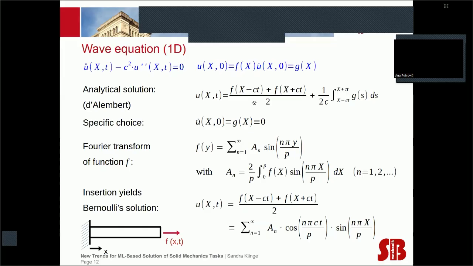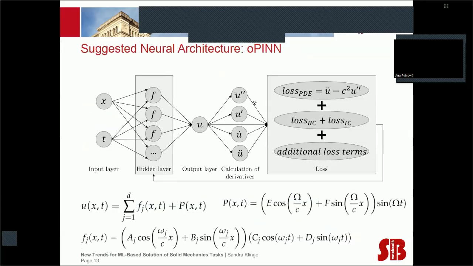And we replaced the boundary conditions by a kind of Fourier transformation. And in that case, one has an analytical solution also in the form of a series or expansion in terms of trigonometric functions. So our idea then was to suggest a neural architecture. We call that oscillatory physics informed neural network. We chose such kinds of activation functions here, such that we can reconstruct the solution of this type. One that goes back to the eigenfrequencies and, in the last part, to the excitation force.